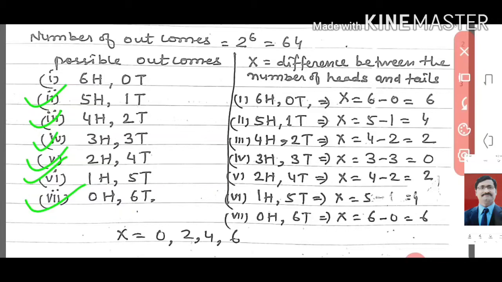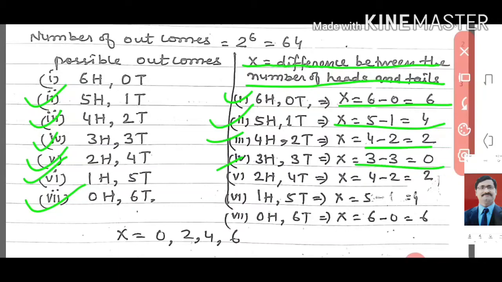Now what is X? X is the difference between the number of heads and tails, so you have to find the difference. First case we have 6 heads and 0 tails. The difference will be 6 minus 0, meaning 6. Second case we have 5 heads and 1 tail, and that time the difference will be 4. Next is 4 heads and 2 tails, then the difference is 2. Then 3 heads and 3 tails, the difference is 0. 2 heads and 4 tails, the difference is 2. 1 head and 5 tails, the difference is 4, and 0 heads and 6 tails, the difference is 6.